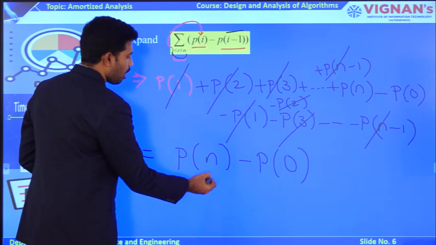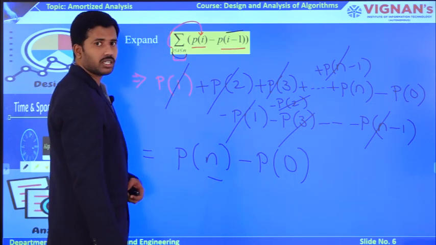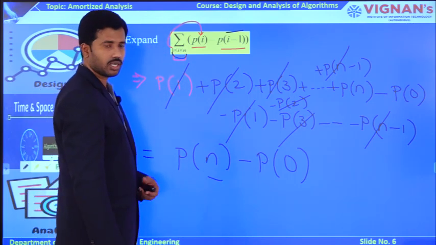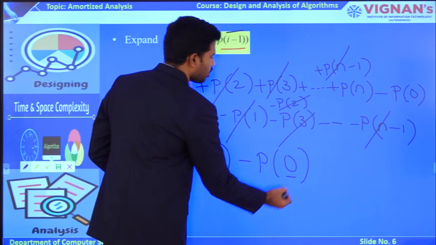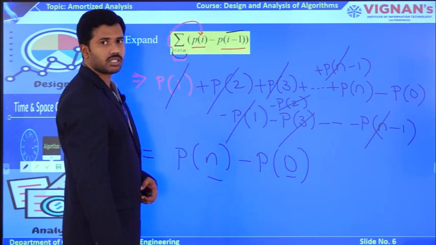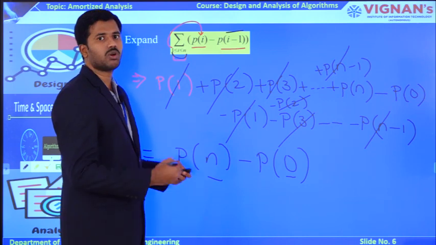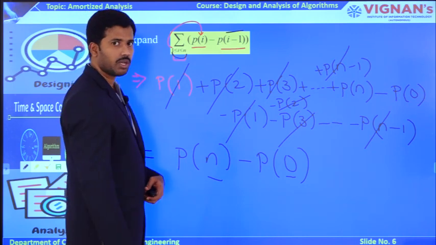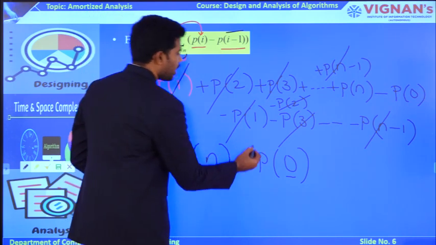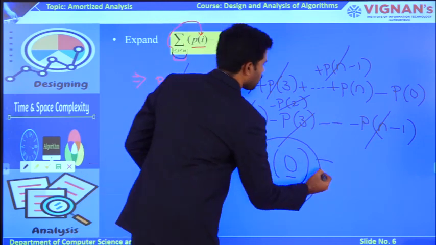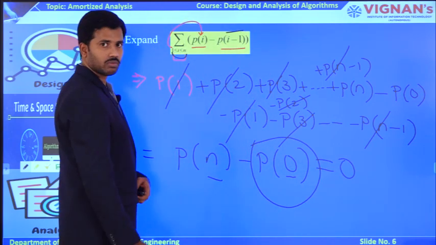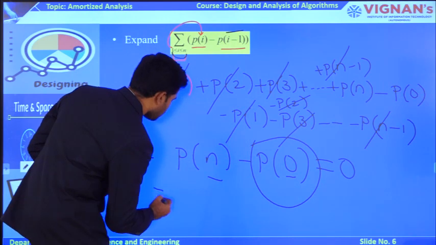So what is meant by P of n? The potential function for the nth operation. And what is meant by P of 0? The potential function for the 0th operation. There is no 0th operation in any algorithm, so you can assume this term equals 0.